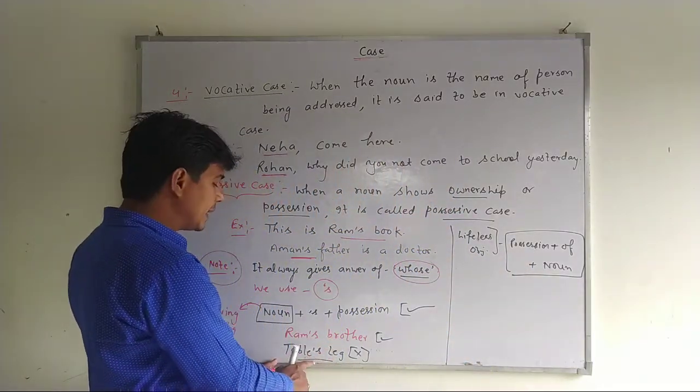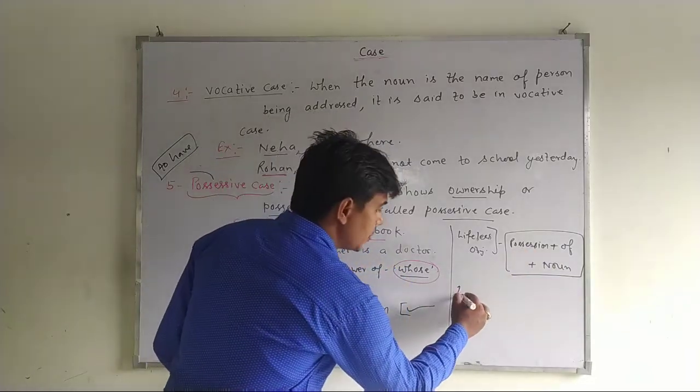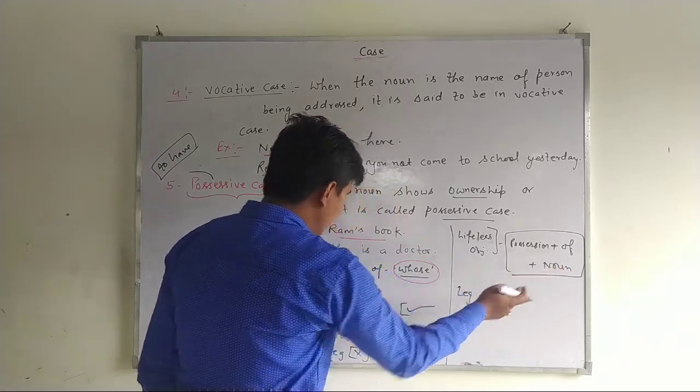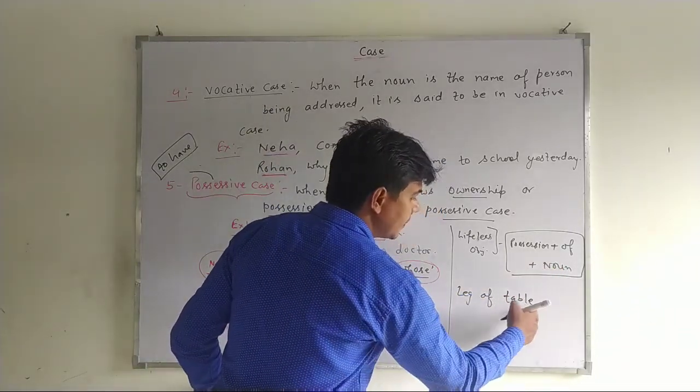So when we write that one, we will write the possession. So what is the possession? Leg. So we will write here leg, then of, and then the noun. The noun is table. So we will write here leg of table.